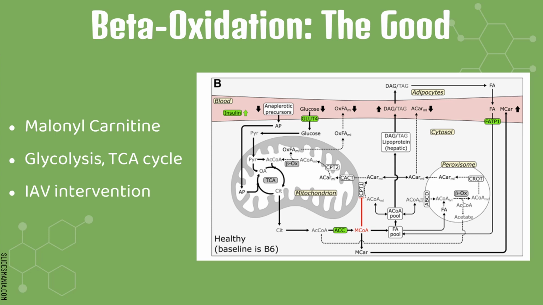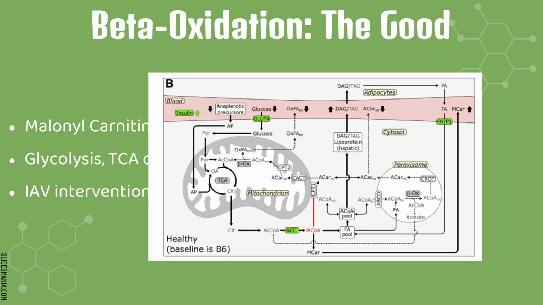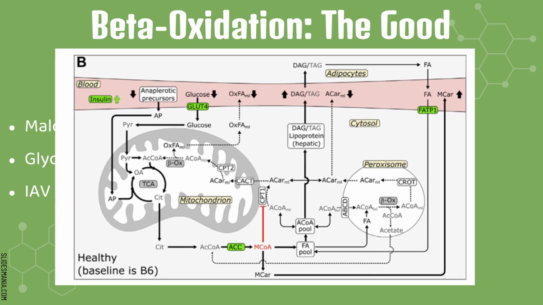Earlier, I mentioned that the study revealed that levels of malonyl carnitine were affected by infection with influenza A. In D2 strain mice, the level of malonyl carnitine increased 50 times the amount present in the baseline, which, for this part of figure 6, is a healthy B6 strain mouse. This is what beta-oxidation and fatty acid oxidation should look like for a healthy B6 strain mouse.